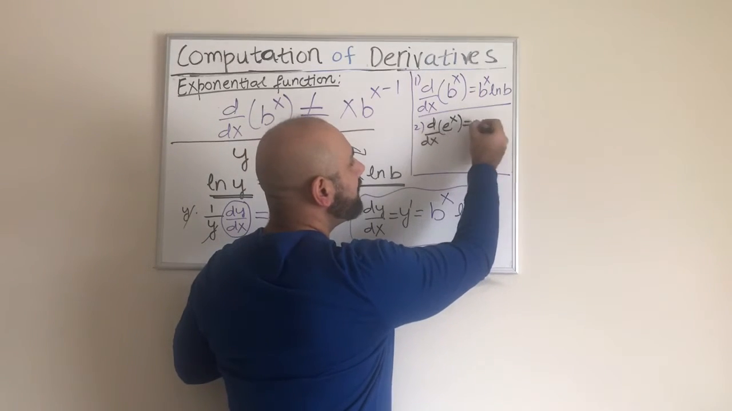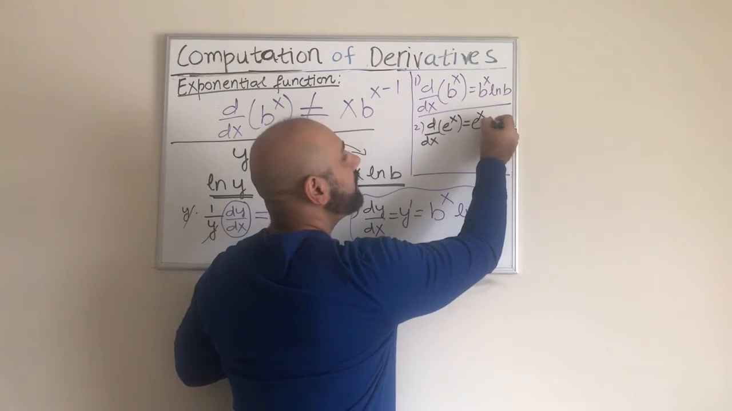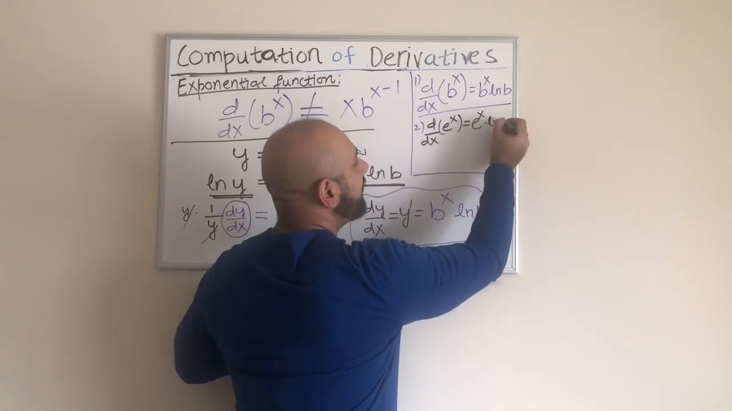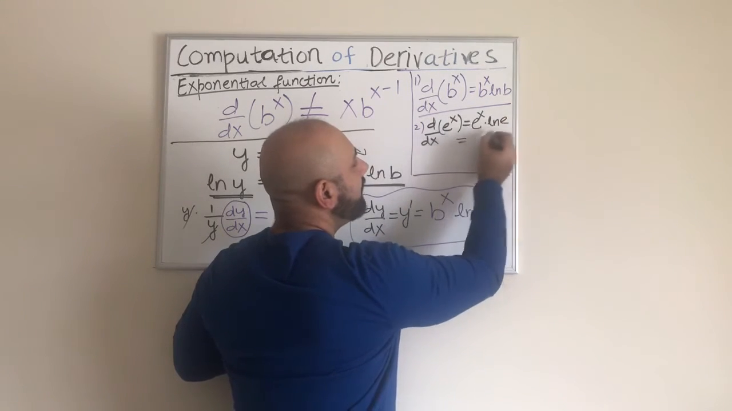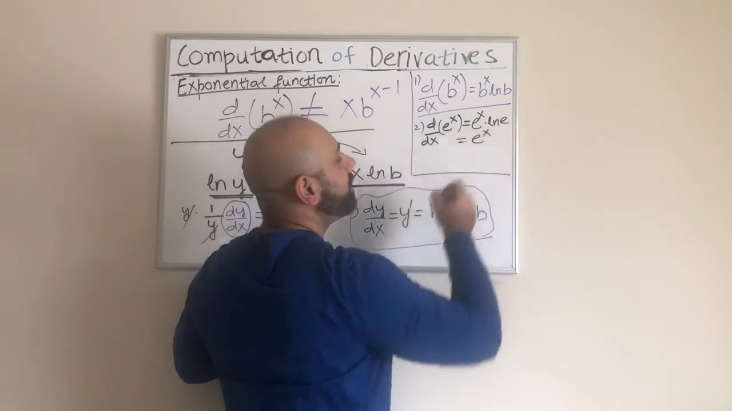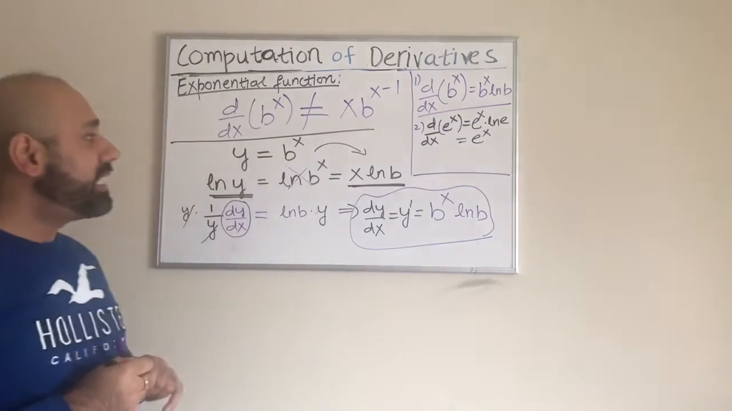The derivative of e to the x is just e to the x. One has to multiply by the ln of this e. In this case, b is e. But we know that the ln of e is just 1, so it's just equal to e to the power x. That becomes our second general rule.